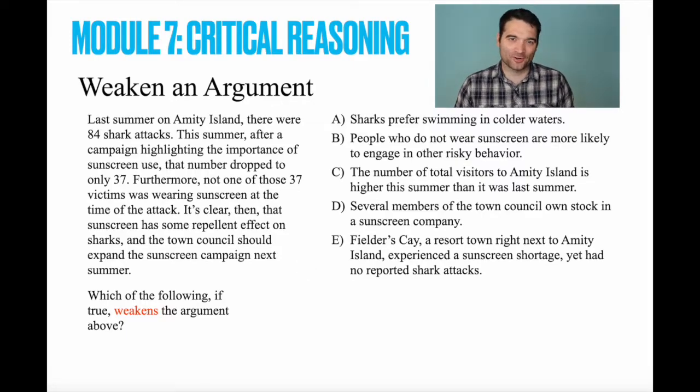Let's take a look at this argument together, and we'll start out with the evidence. Last summer on Amity Island, there were 84 shark attacks. Fact. This summer, after a campaign highlighting the importance of sunscreen use, the number dropped to only 37. Here's my last piece of evidence. Furthermore, not one of those 37 victims was wearing sunscreen at the time of the attack. It's clear then, here's my conclusion, that sunscreen has some repellent effect on sharks, and the town council should expand the sunscreen campaign next summer.